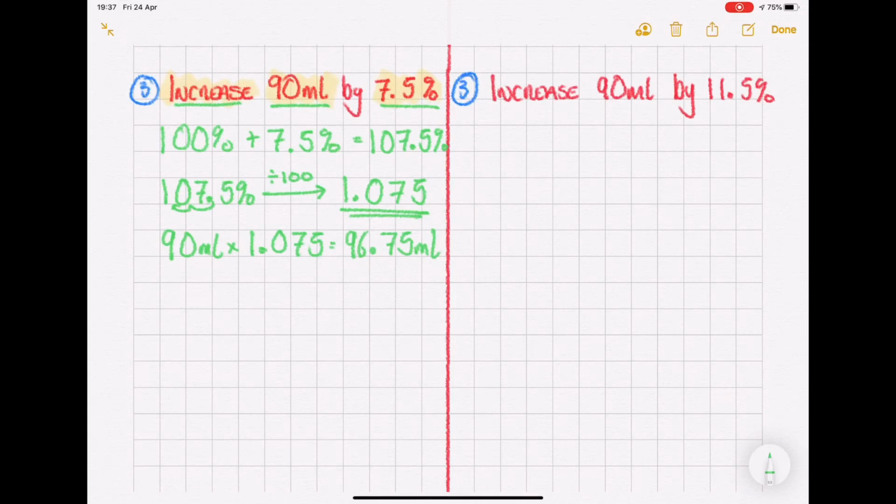Okay, so exactly the same as the first example, any increase question. It's just that this one had a decimal place, so it's just a tiny bit harder, but you should all be able to do that by now, hopefully. And that's our final answer there.